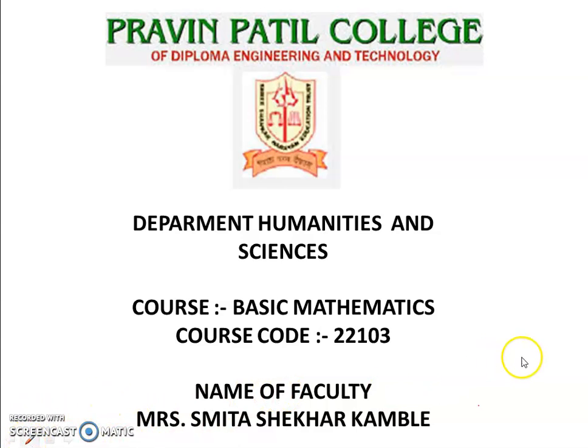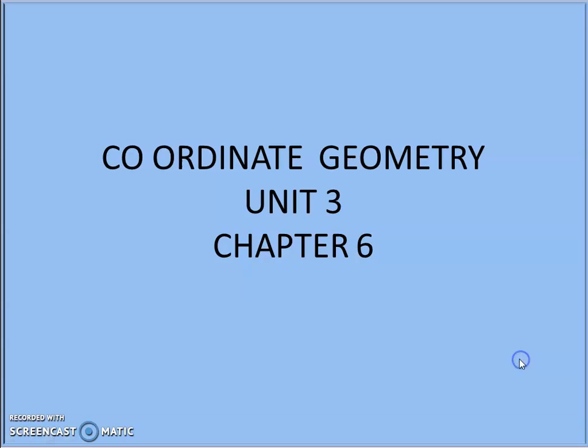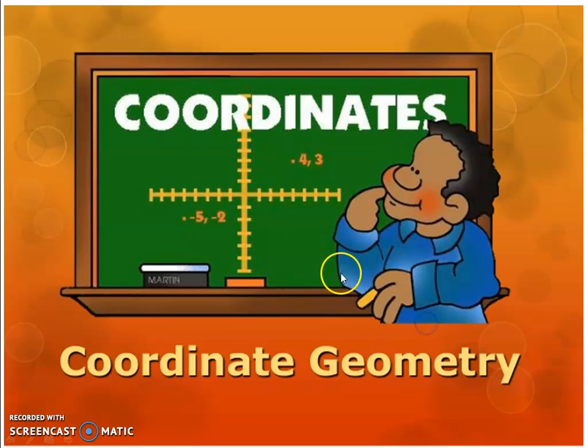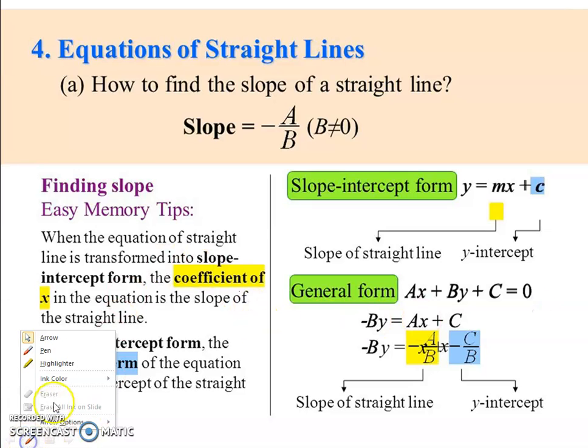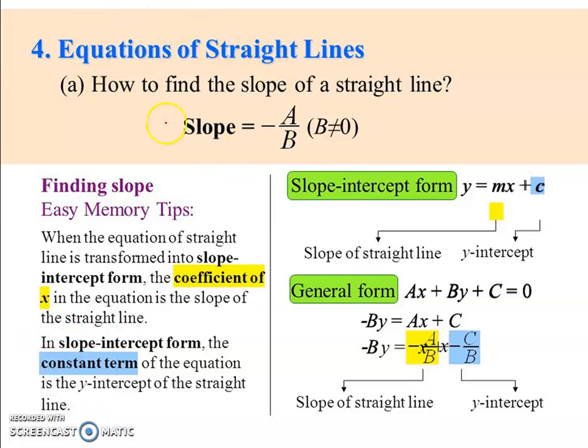Now today's lecture depends on coordinate geometry, unit 3, chapter number 6. Coordinate geometry is very interesting. I want to revise the main thing, because the next example depends on it: how to find the equation of a straight line?